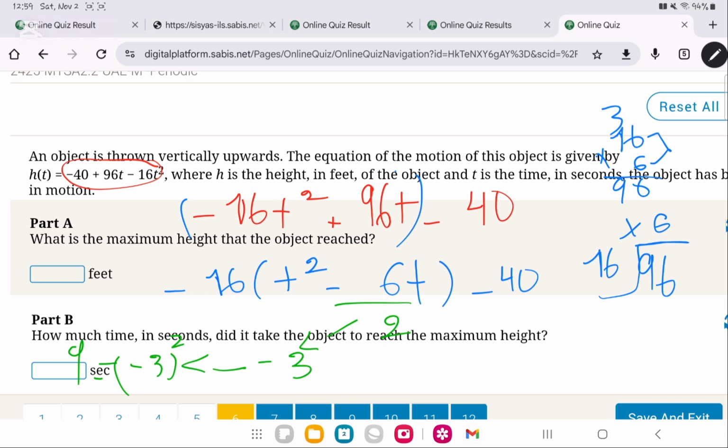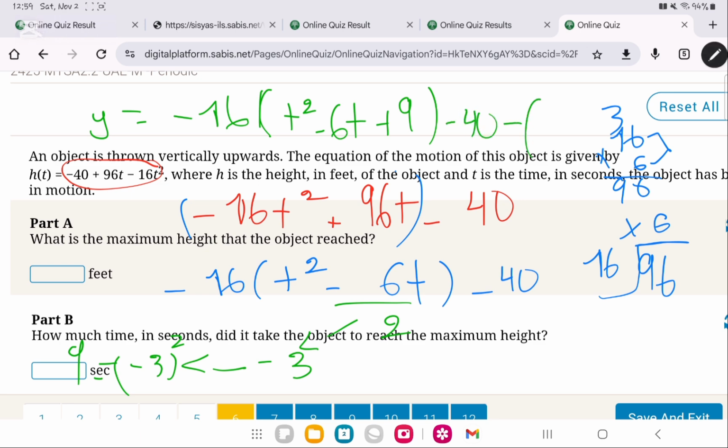So now your function looks something like this. y is equal to minus 16 times t squared minus 6t plus 9. Remember, we add the square inside of the bracket, but outside of the bracket, we subtract it, but we have to multiply it by the coefficient over here.